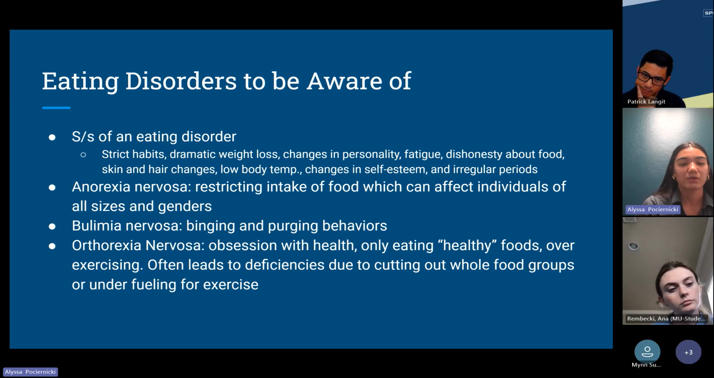And then orthorexia nervosa, this is the one that I forgot the name of earlier, but it's an obsession with health or only eating healthy foods, on top of overexercising, excuse me. This often leads to deficiencies due to cutting out whole food groups or underfueling for exercise.